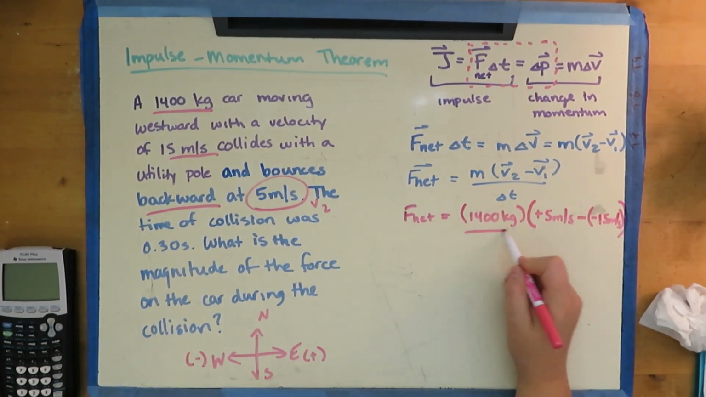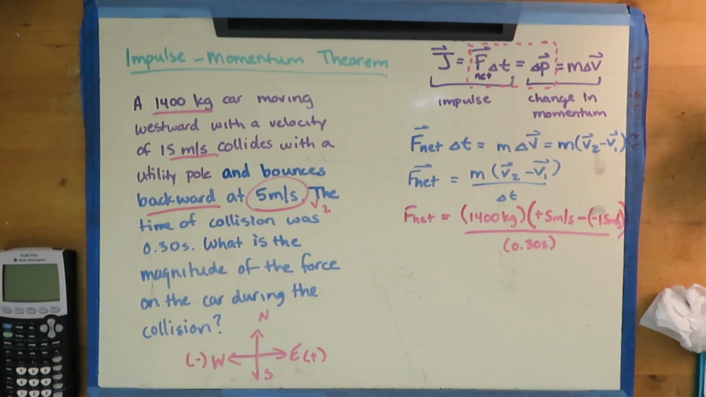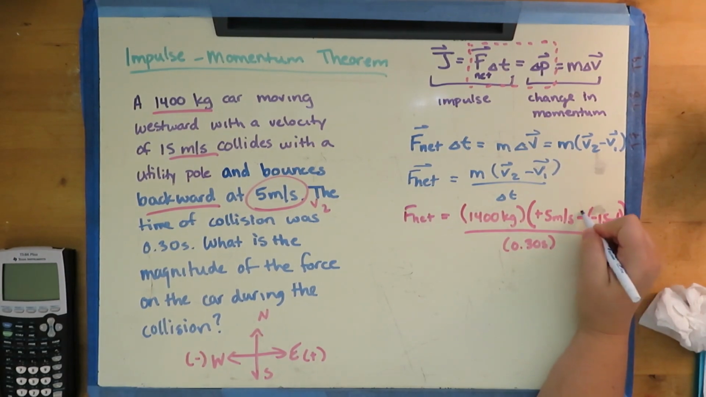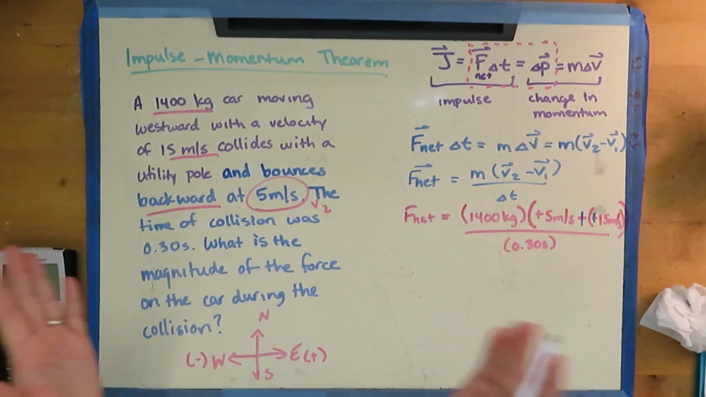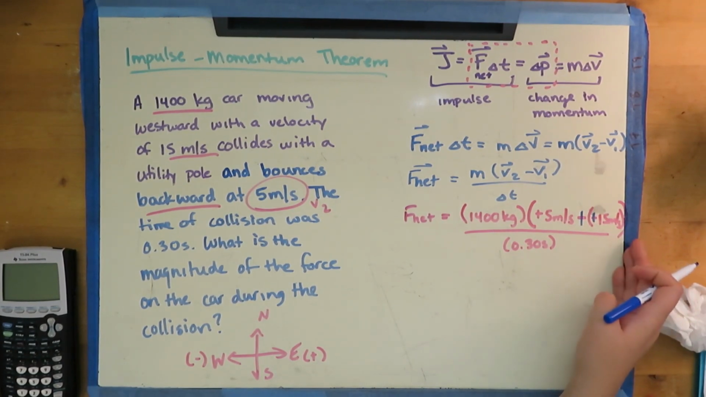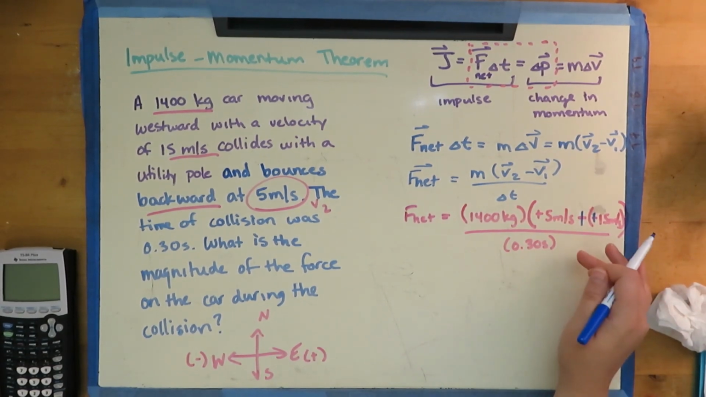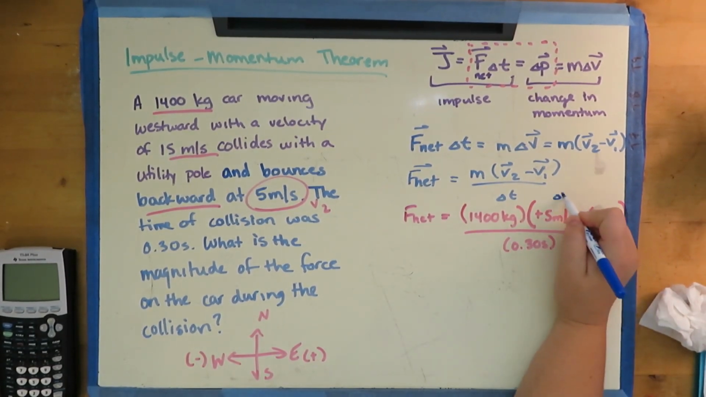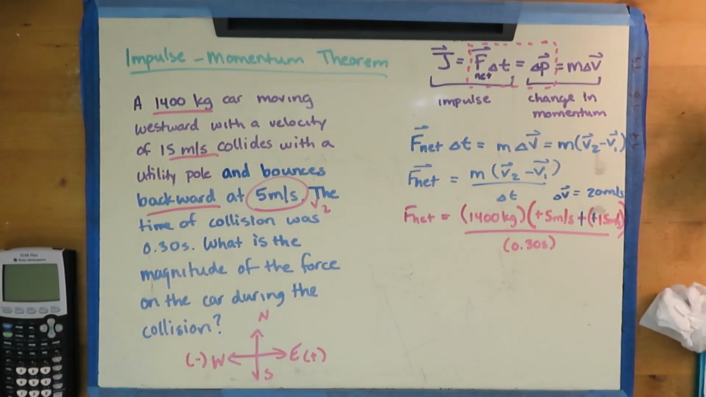And then that's going to be all over my time of 0.30 seconds. So what ends up happening here is I have a negative, which becomes a positive. Originally, when the car just stopped, it had a change in velocity of 15 meters per second. It went from 15 meters per second to 0. Well, this car goes from 15 meters per second to negative 5 meters per second, but actually my change in velocity here is equal to 20 meters per second. So changing directions has a bigger change in velocity and therefore a bigger change in momentum.